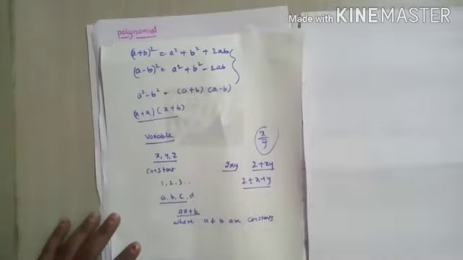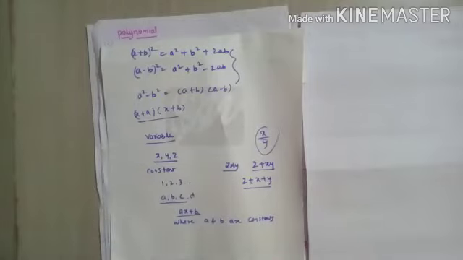Based on the number of terms, you learned if an algebraic expression is containing one term means that is called as a monomial. If algebraic expression is containing two terms means that is called as a binomial.